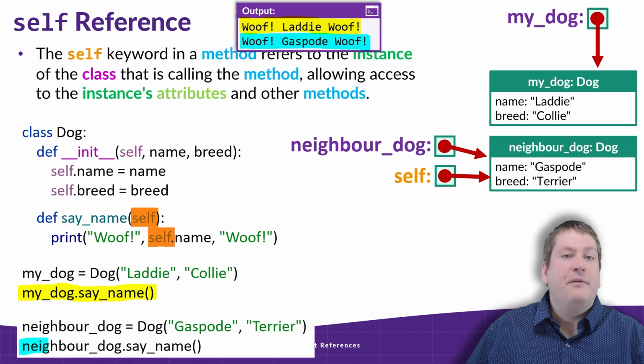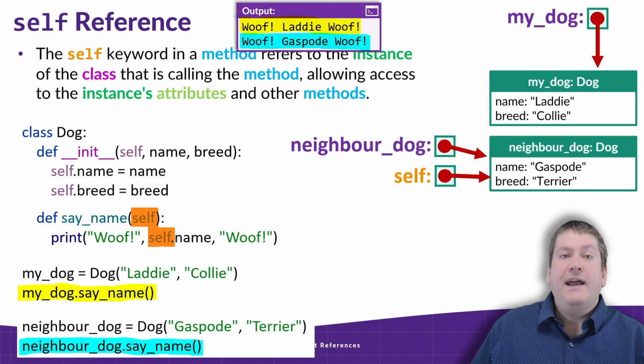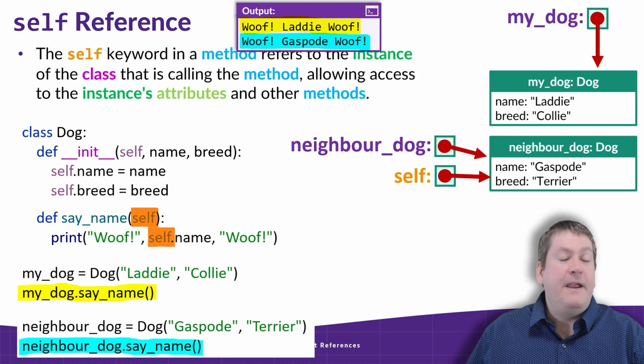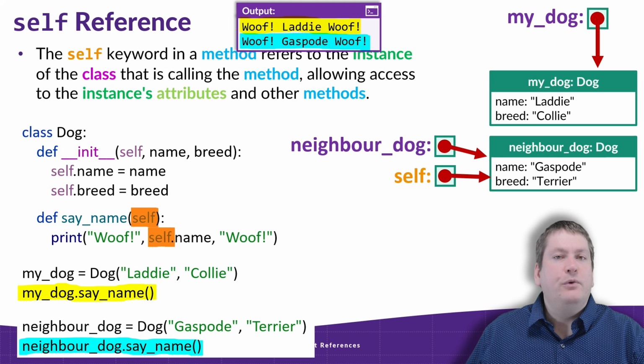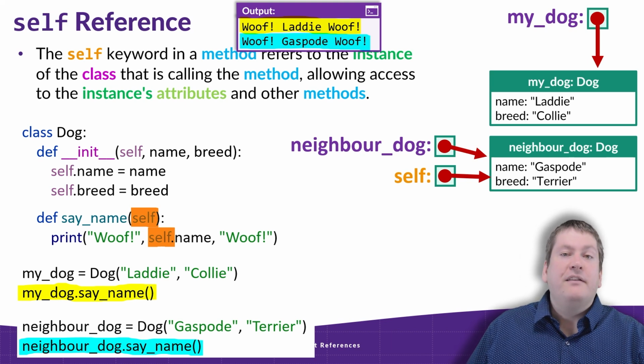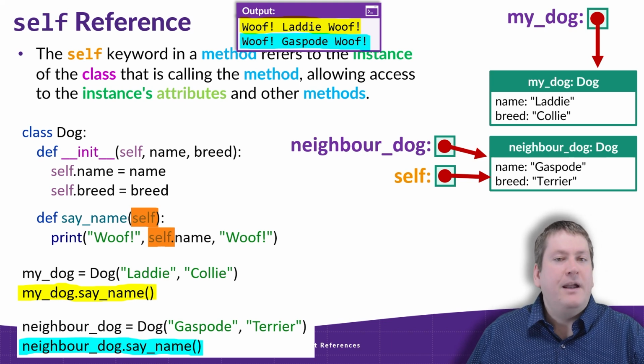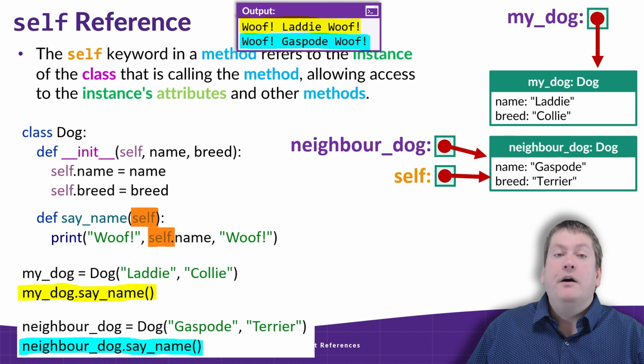The first line that was caused by the call to myDog.sayName is going to output "woof, Laddie, woof," because Laddie is the value of this name instance attribute for myDog. Now the second line is going to be "woof, Gaspode, woof," because neighborhoodDog has an instance attribute name equal to Gaspode. So what self is equal to changes each time the method is called, based on who is calling that method.